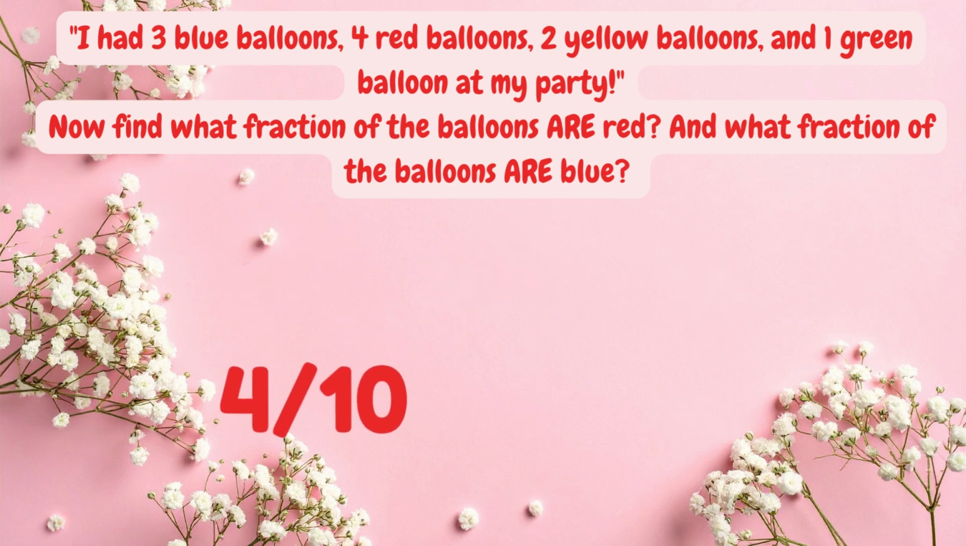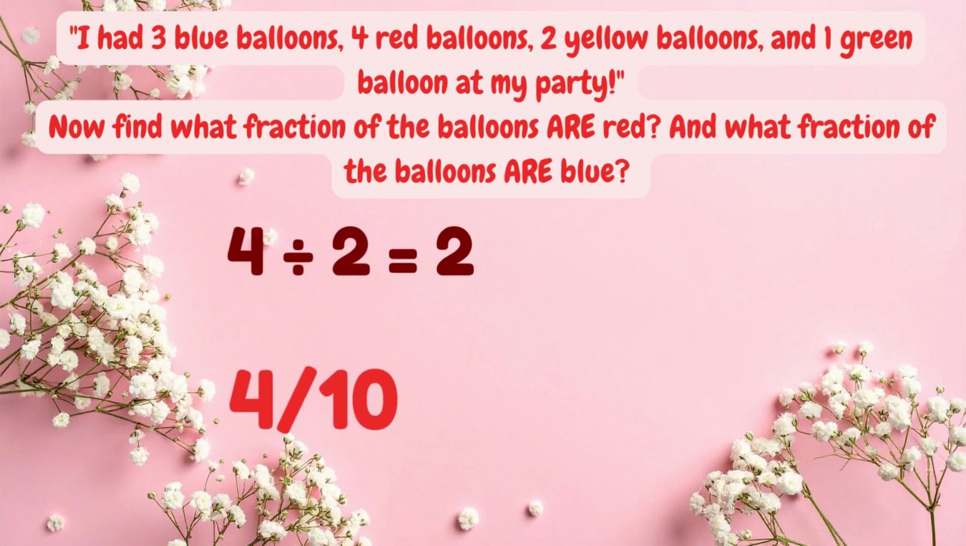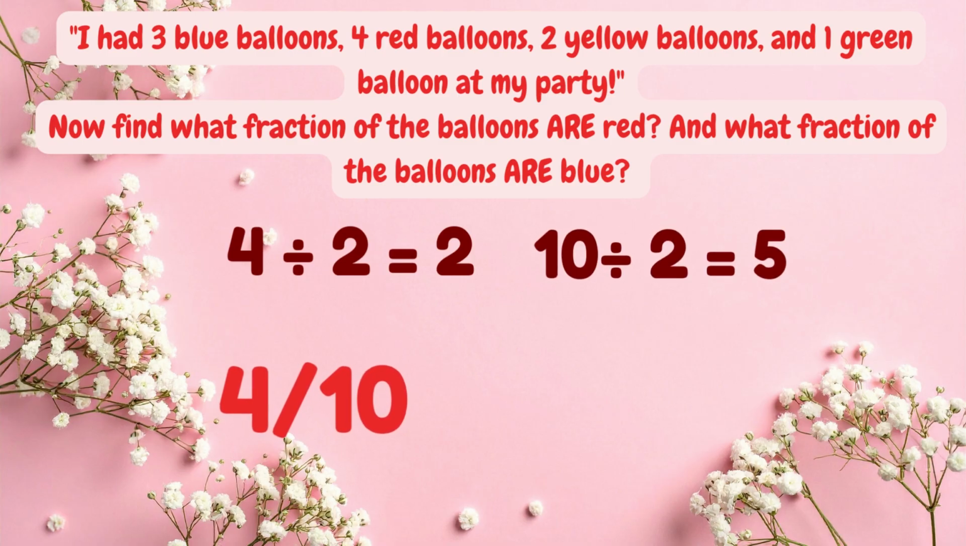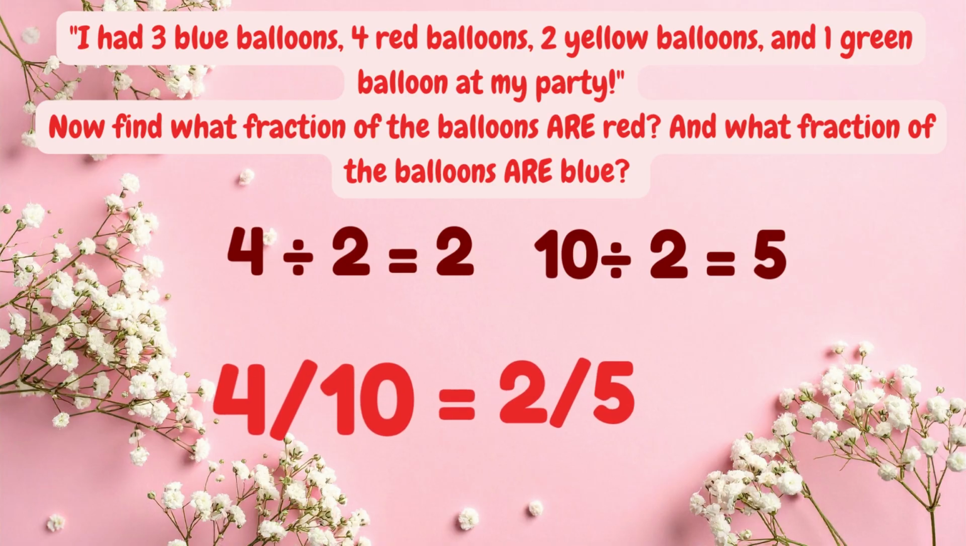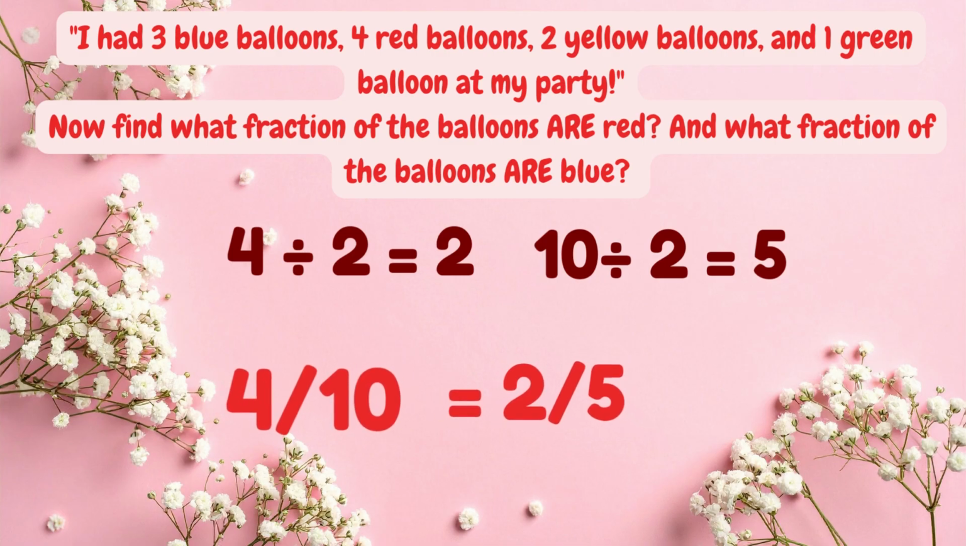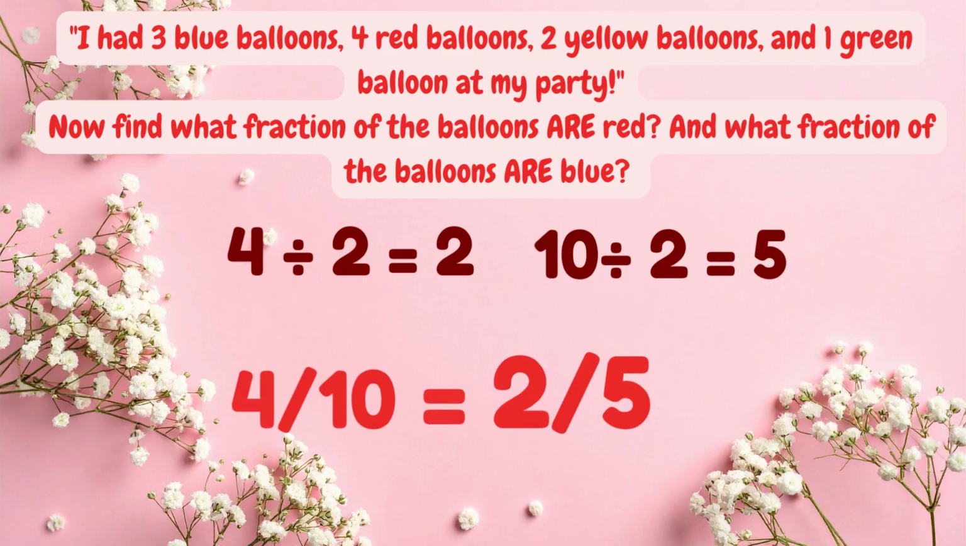We can make this fraction simpler. Both 4 and 10 can be divided by 2. 4 divided by 2 is equal to 2. 10 divided by 2 is equal to 5. So 4 out of 10 is equal to 2 out of 5. This means 2 out of every 5 balloons are red.